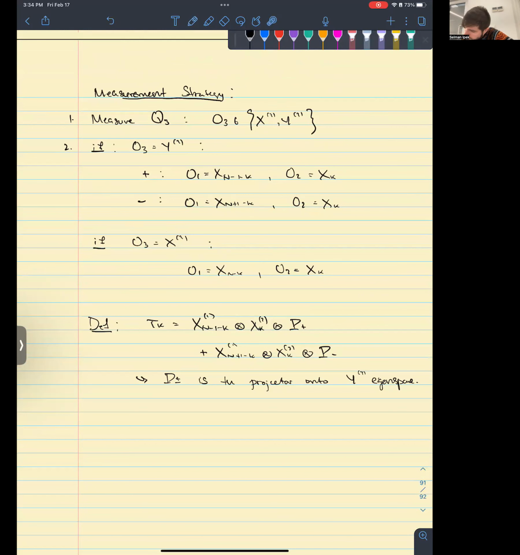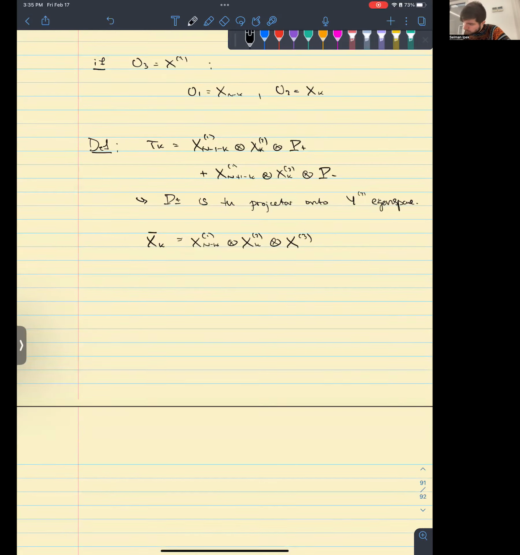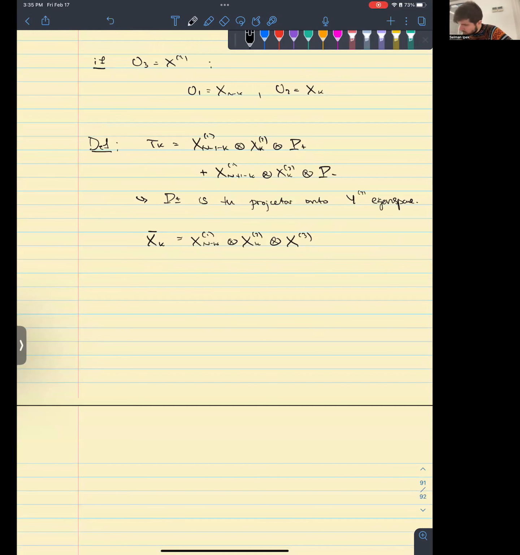Roughly speaking, it corresponds to this: what happens if you measure Y in the Y basis? If instead you measure in the X basis, then you will measure this observable, equal to x_{n-k} tensor x_k^2 tensor X3. Yes, okay. So let's move on.